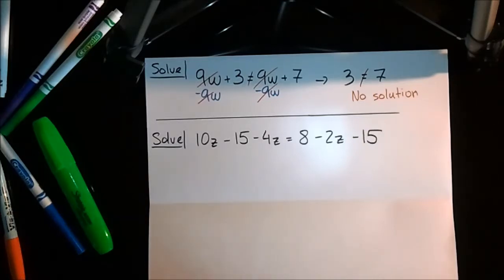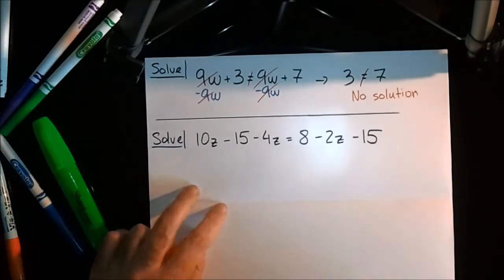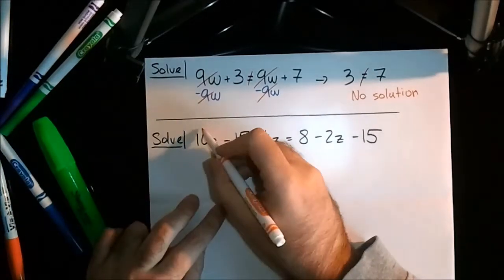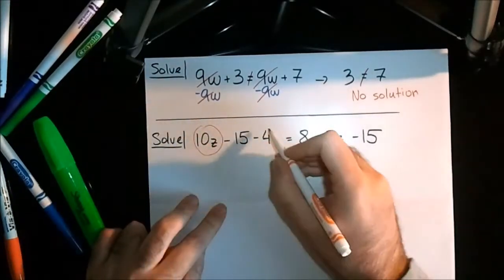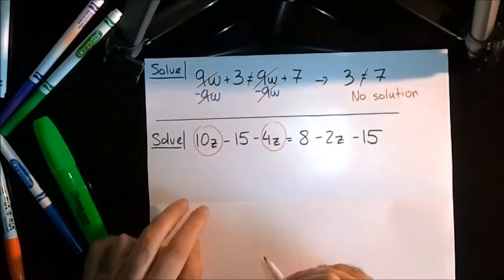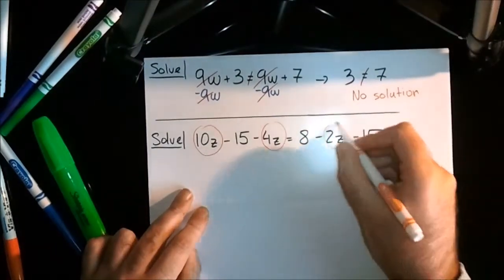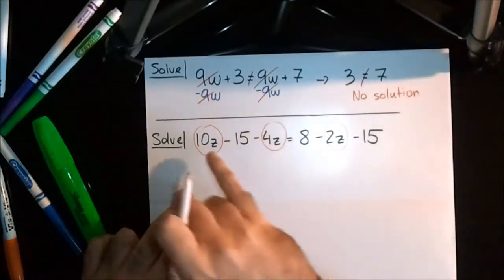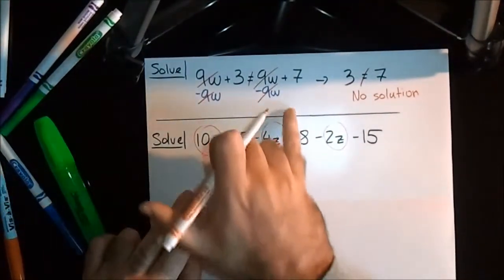How can you make this? What would you do first? What would be your first step here? Hopefully, you said combine your like terms. Combine this, combine this. I'm going to mark this one too, but you can't combine this one with these two because it's separated by that wall.